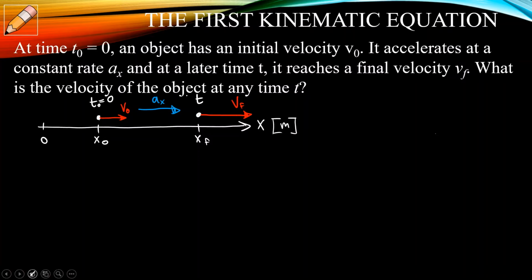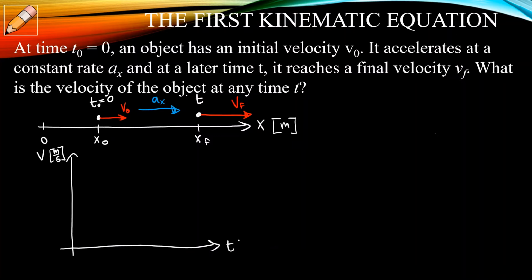And if we were to graph the situation that we've set up, it would look something like this on a velocity time graph. You get velocity on the vertical with units of meters per second, and you've got time on the horizontal in units of seconds. And at time t equals 0, I have my initial velocity. And at some later time t, I've gone up to this final velocity.